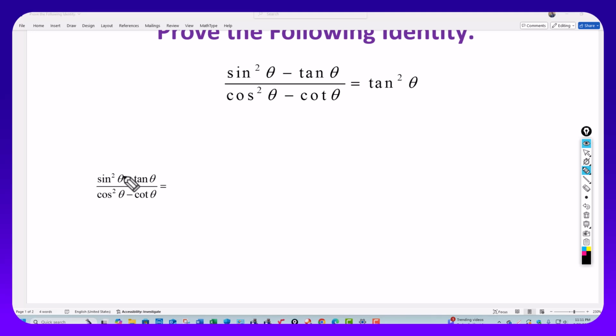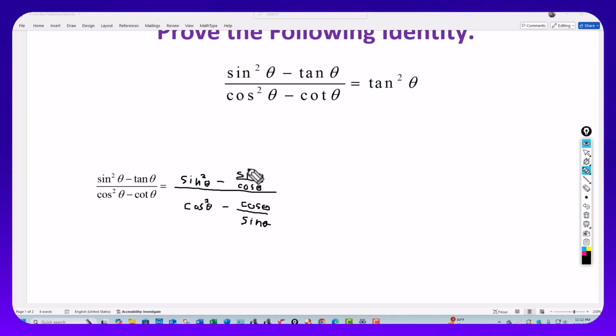Now, if you don't see right away how to proceed, can't figure out what identity to use, sometimes you can go ahead and convert everything to sine and cosine. So for this one here, we've got sine squared of theta, tangent of theta, sine theta over cosine. In the denominator, we have cosine squared. So again, this is a technique you want to use if you don't see right away what's going to work here. It's just converting everything to sine or cosine. Cotangent is cosine over sine. And then just simplify it and see what you get here.